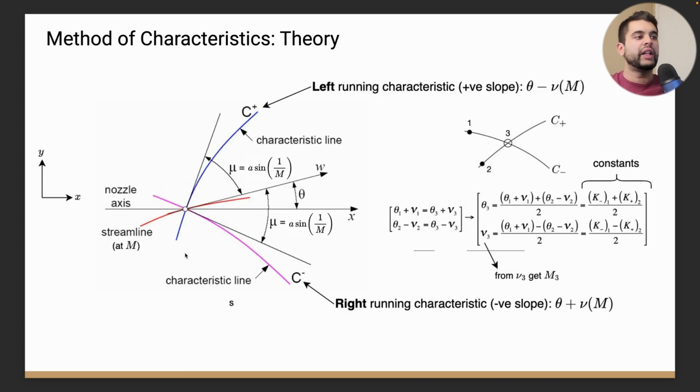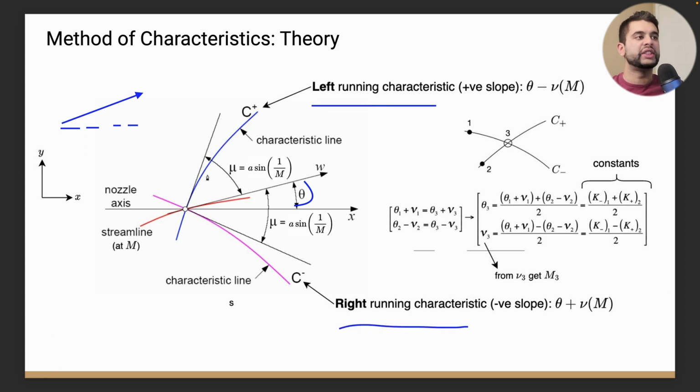Okay, so moving on, let's now jump into characteristic lines, what they represent, and how we will use this to design our nozzle. Let's say you have a fluid moving at some angle with respect to the horizontal plane, which is theta, as you can see here. You will have two lines of characteristics. One is left running and one is right running.